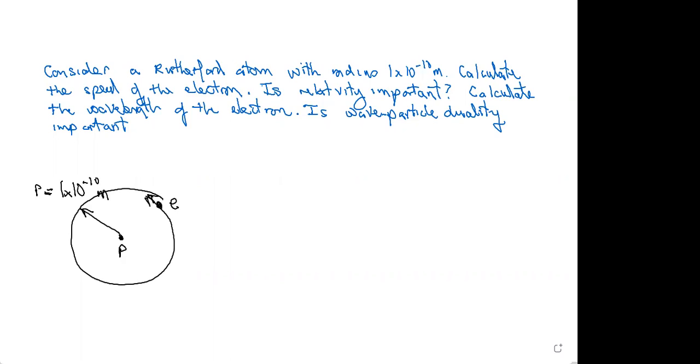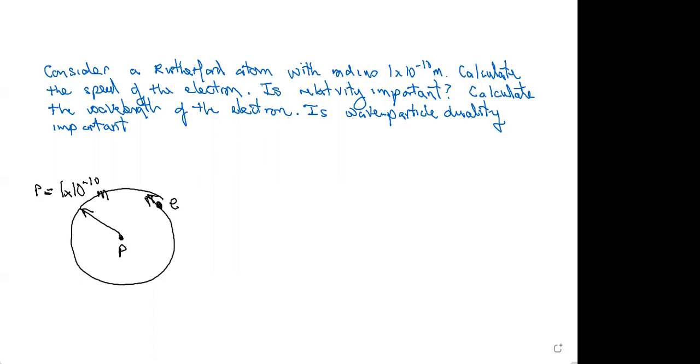So in this question, we're asked to imagine a classical Rutherford atom in which an electron is orbiting a proton at a distance of 1 times 10 to the minus 10 meters. So that's 1 angstrom distance, or a 0.1 nanometer distance. And based on that, we're going to calculate the speed of the electron in this orbit and answer the question whether relativity is going to be important or unimportant.